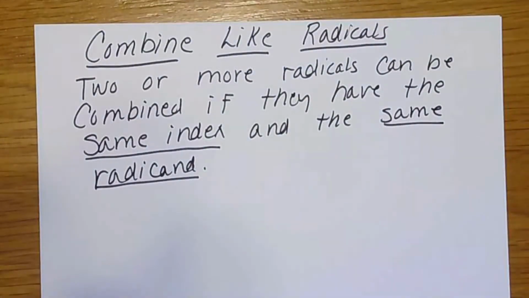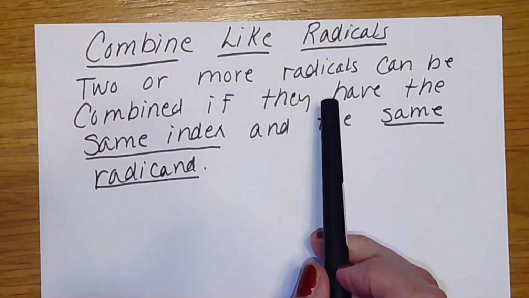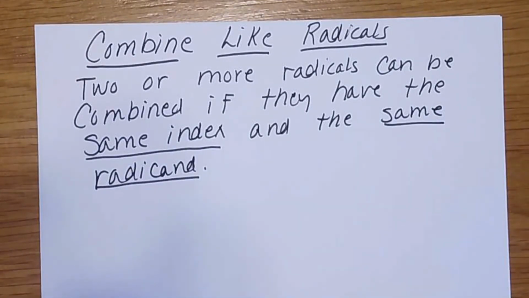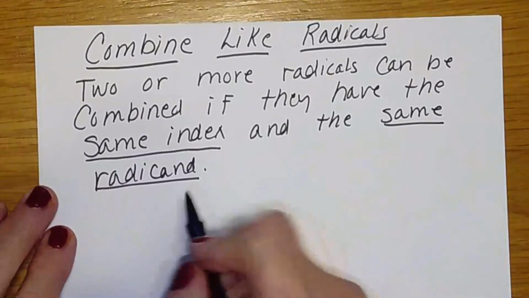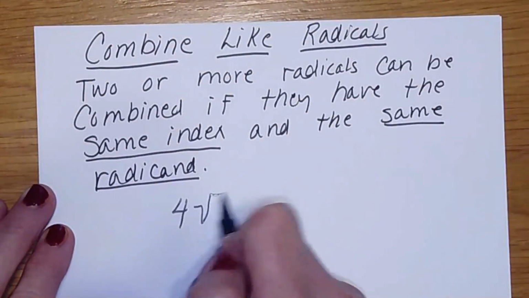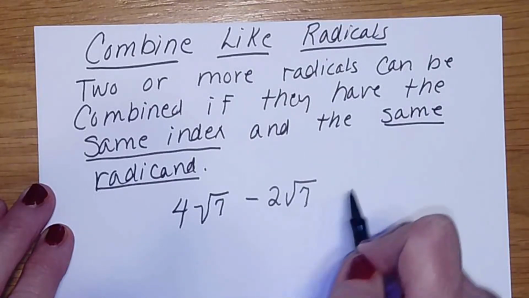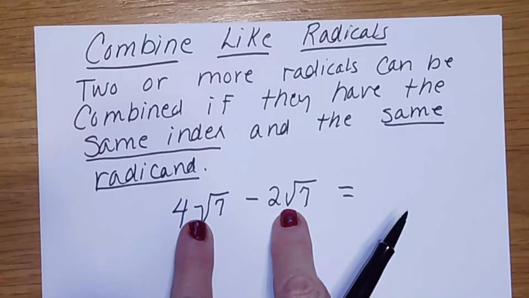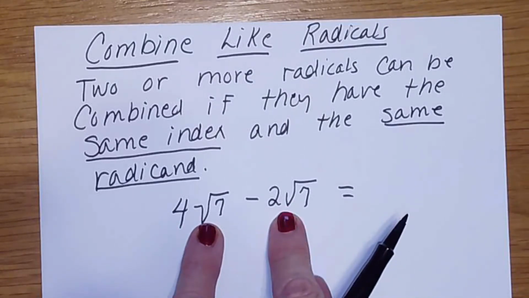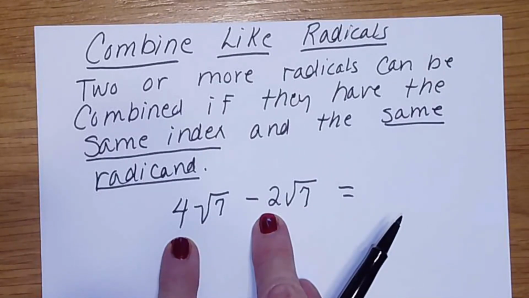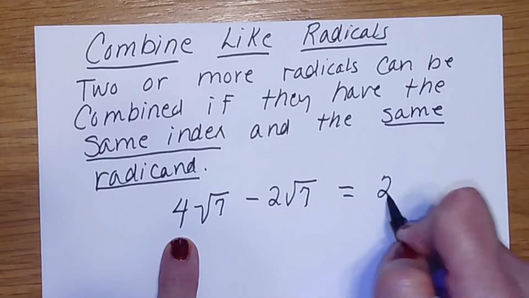Okay, now we're going to combine like radicals. And the way we do this is if we have 2 or more radicals, we can combine them if they have the same index and if they have the same radicand. The first example we have is 4 times the square root of 7 minus 2 times the square root of 7. Well, my roots are understood 2's, so they do have the same index and they do have the same radicand. So I can simply just take my coefficients and subtract. 4 minus 2 gives me 2 times the square root of 7.